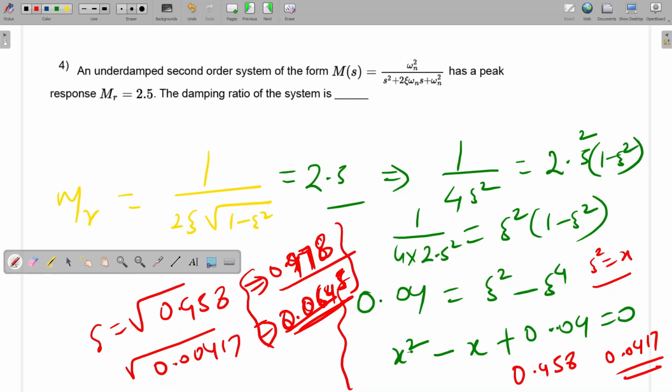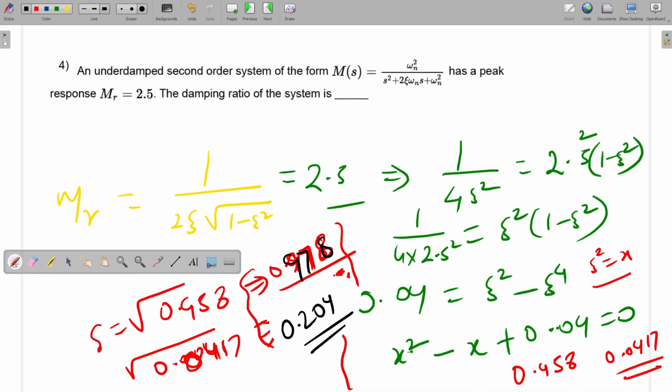Is it clear? Okay, I have made some mistake. It will be 10 only. 0.204, 0.0417. This one you are getting. So 0.204. One second. These two are the correct options.